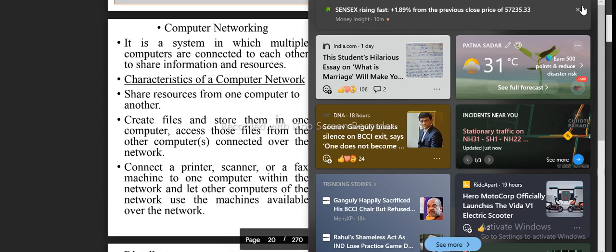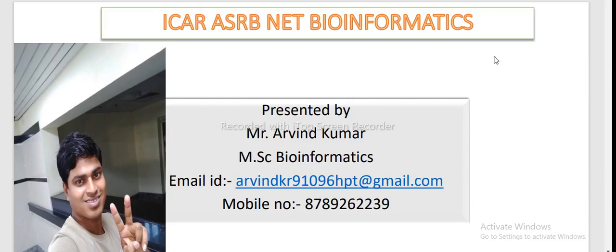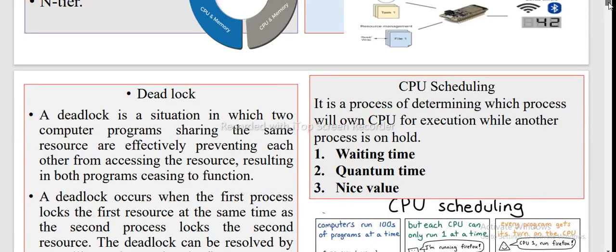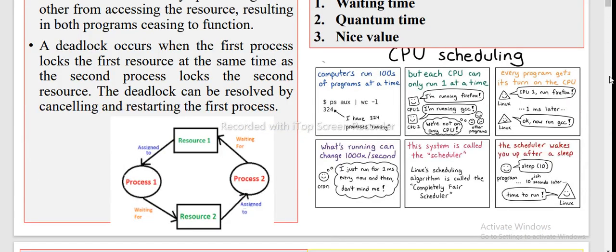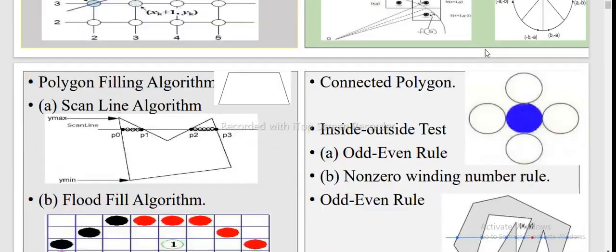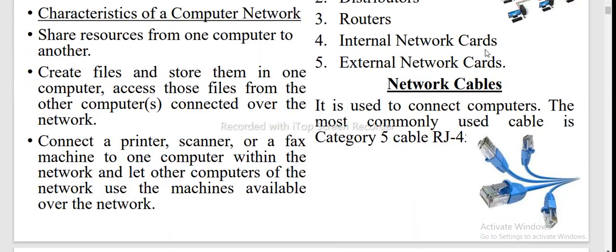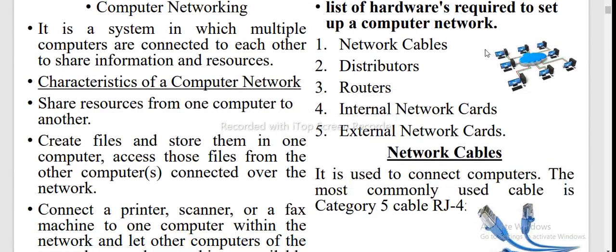Characteristics of a computer network: share resources from one computer to another; create files and store them in one computer, and access those files from the other computers connected over the network; connect a printer, scanner, or a fax machine to one computer within the network and let other computers of the network use the machines available over the network.